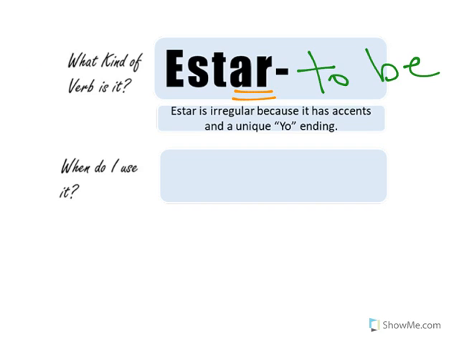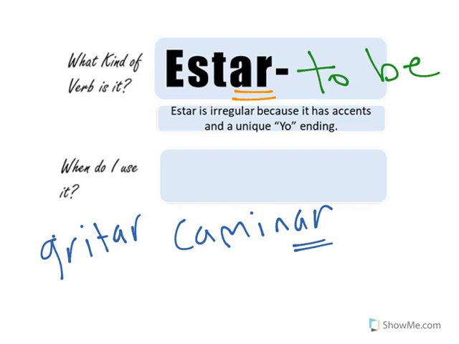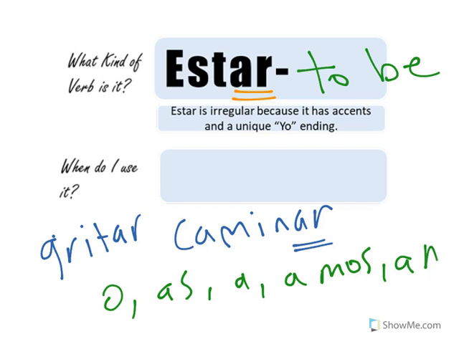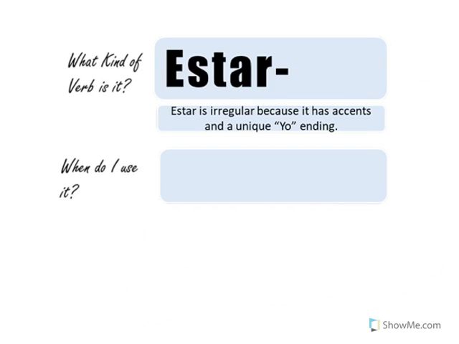Now, most AR words, so most of the words that end with AR, like gritar and caminar, those are called regular verbs. Regular means they follow the pattern o, as, a, amos, an. Estar is not regular. Actually, estar is called an irregular. And the reason why it's an irregular is because it has accents and a unique yo ending. In other words, it doesn't follow the o, as, a pattern.